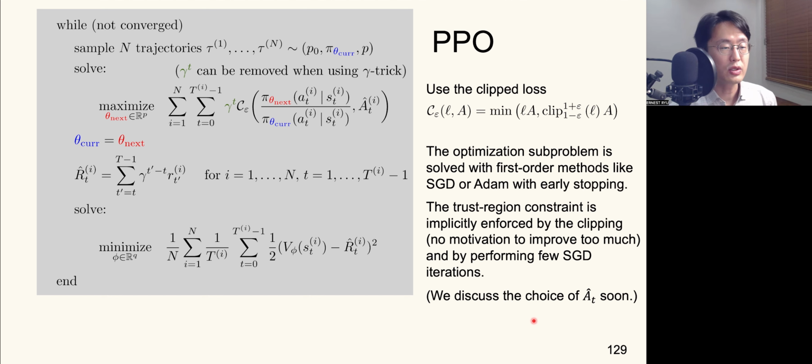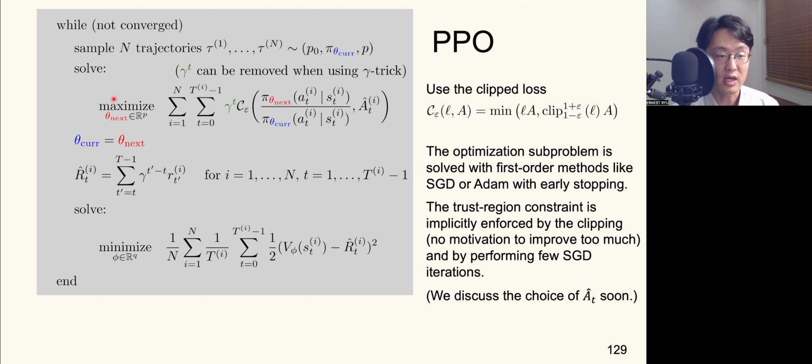So that leads to PPO. In TRPO, we solve a constrained optimization problem, a trust region constrained optimization problem. But in PPO, this is what the algorithm looks like. We sample n trajectories from our current policy, and then we solve this optimization problem with the clipped objective and no constraint. That's much more convenient because now that we don't have any constraints, we can simply use first order optimization algorithms to solve this maximization problem.